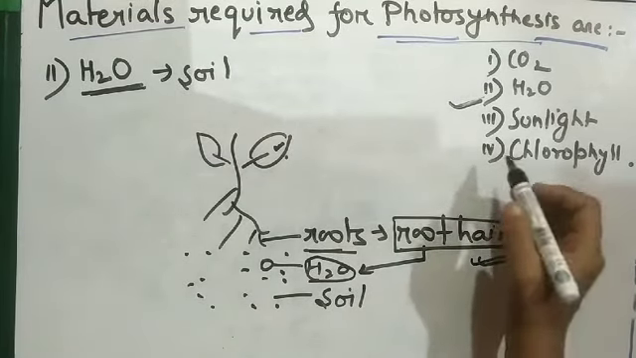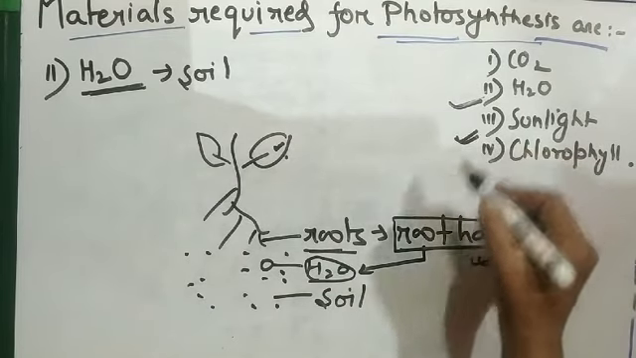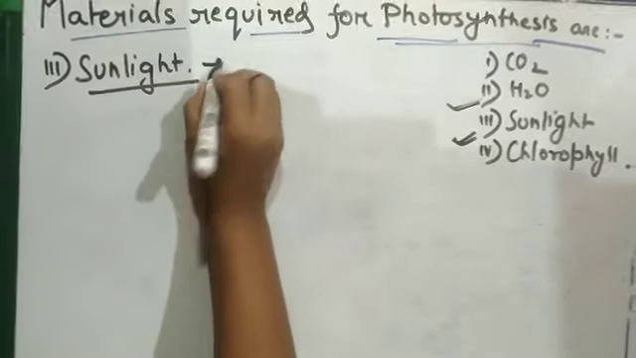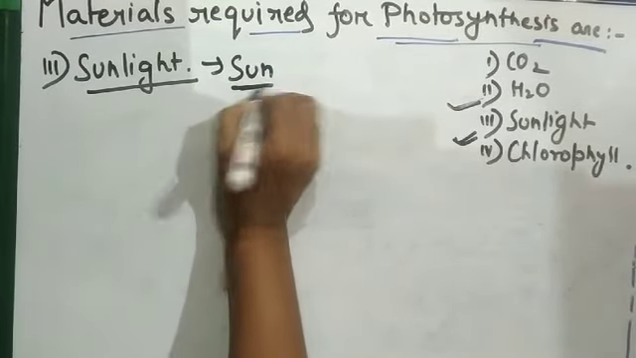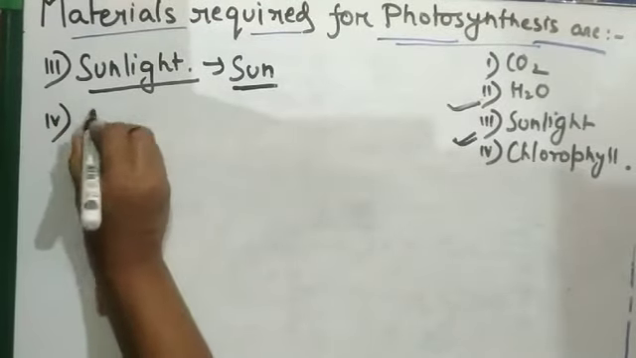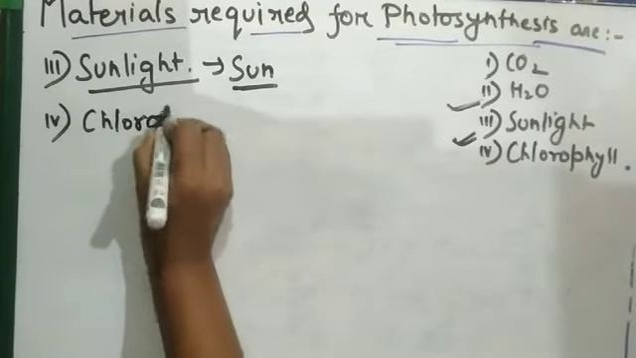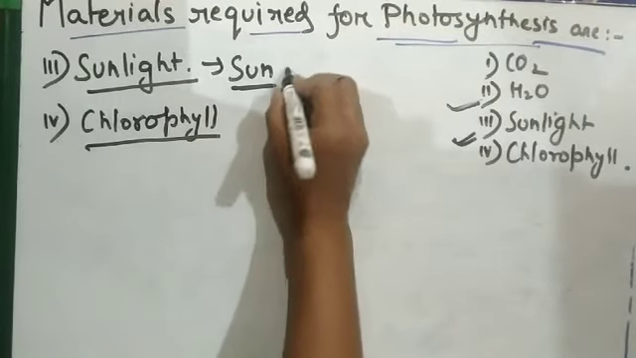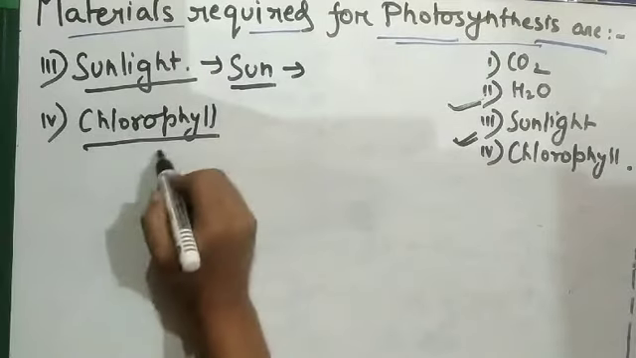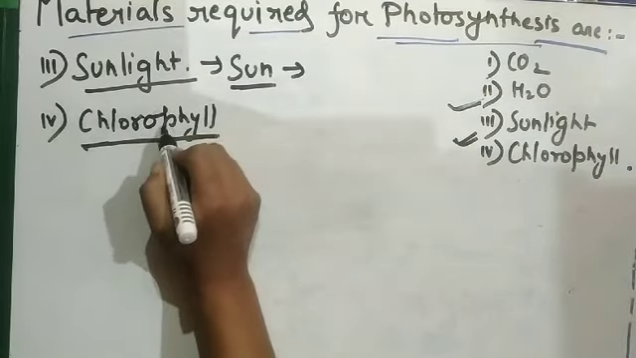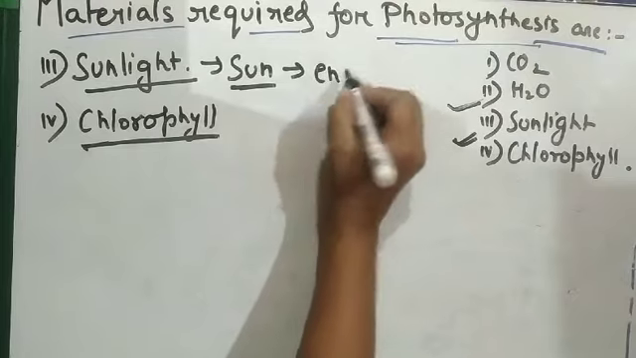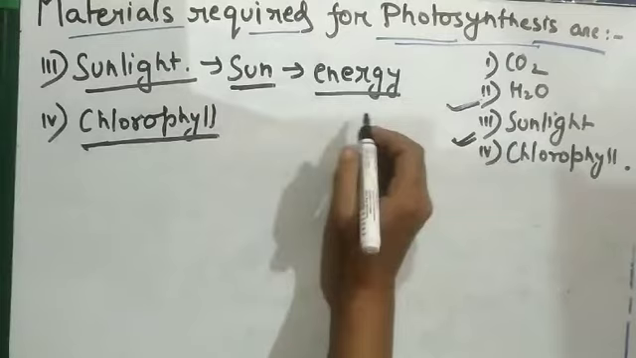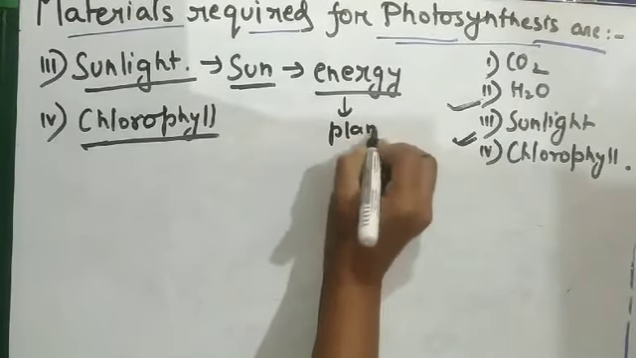Let us now understand about the sunlight. How do plants take the sunlight? So plants take the sunlight obviously from the sun. The chlorophyll molecule actually helps in the trapping of this sunlight energy. So this sunlight energy is trapped by the chlorophyll molecule. This sunlight gives energy to the plants to make their food.